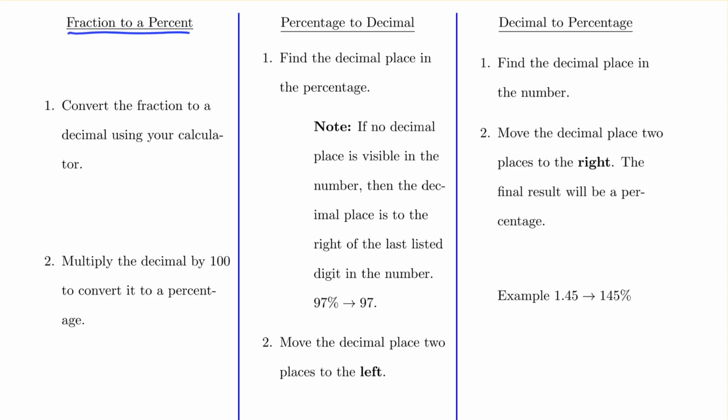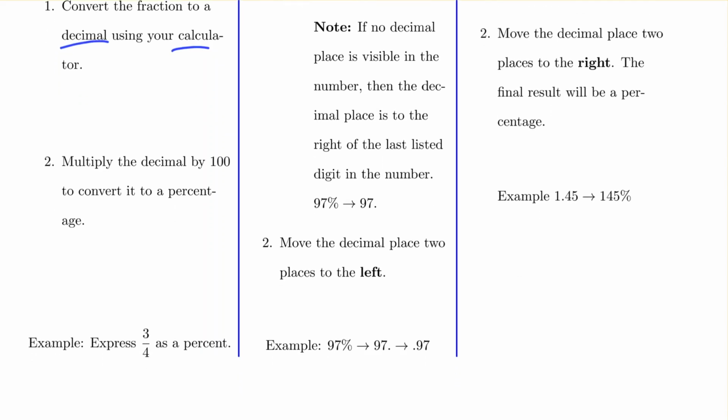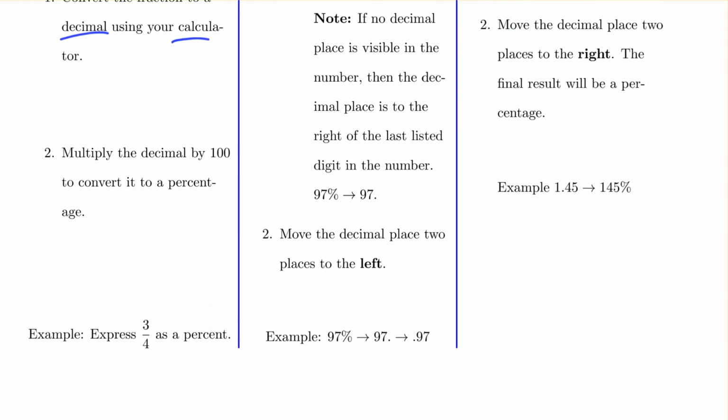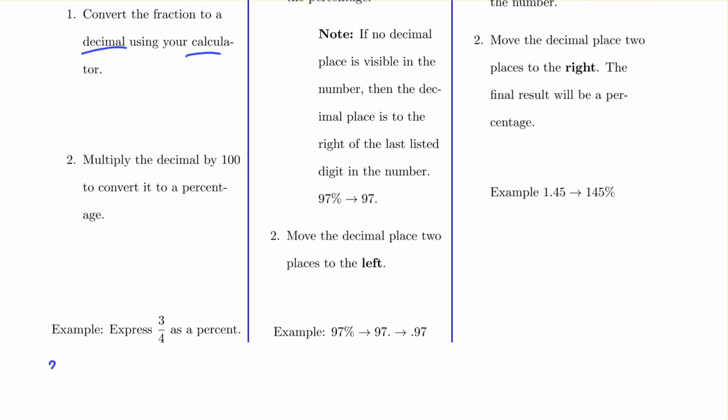To go from a fraction to a percent, first convert the fraction to a decimal using your calculator. Once you have that decimal version, multiply the decimal by 100 to convert it to a percentage. As an example following these steps, if we type 3/4 into our calculator, we'll get the decimal value of 0.75. If we then take 0.75 and multiply it by 100, we'll get our percentage of 75%.